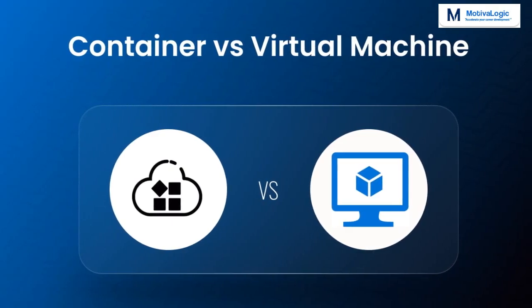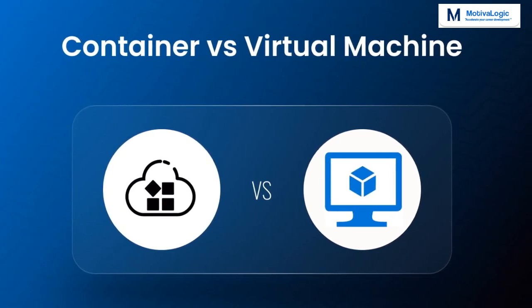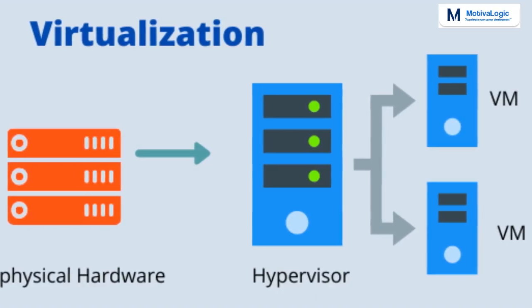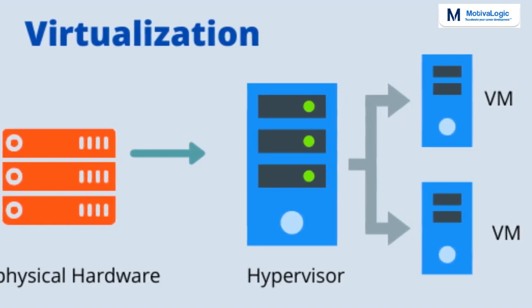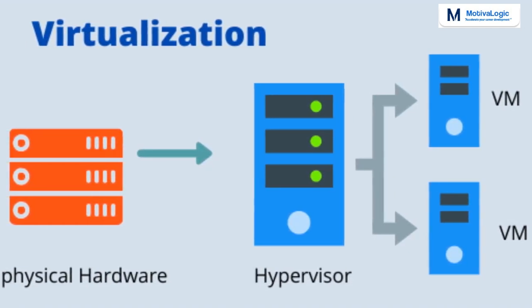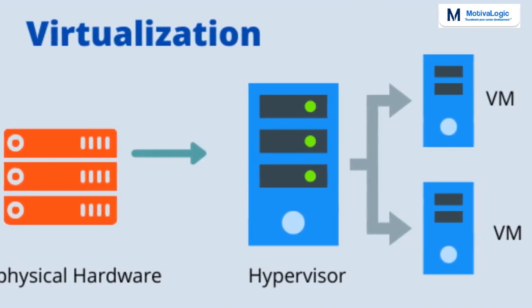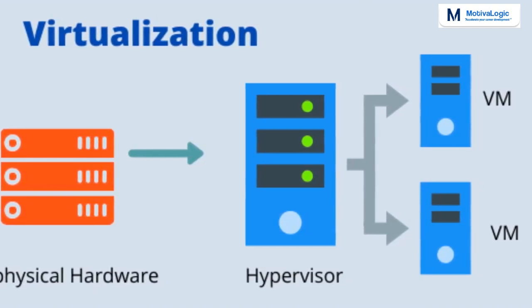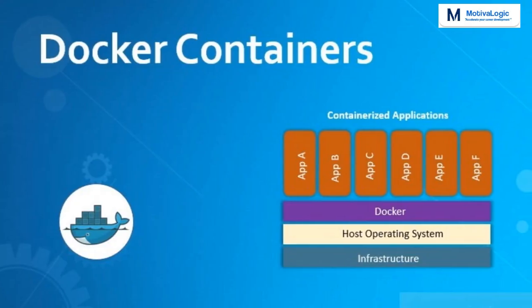Let's have a quick look at the evolution of how we manage and deploy applications in computing environments. Before Docker, virtualization was the go-to solution for running multiple applications on the same hardware. Virtualization creates virtual machines, VMs, each with its own guest operating system. However, running multiple VMs can be resource-heavy, leading to security risks, slow performance and management complexity.